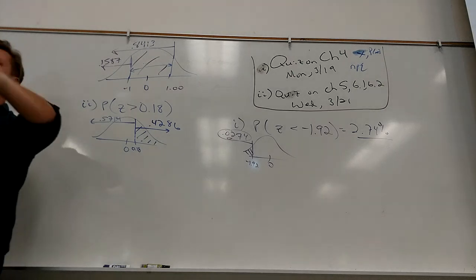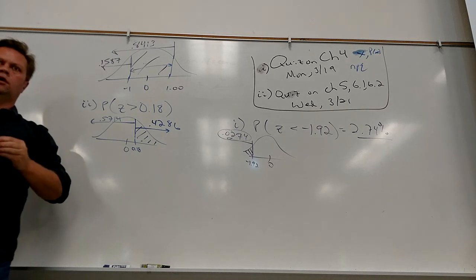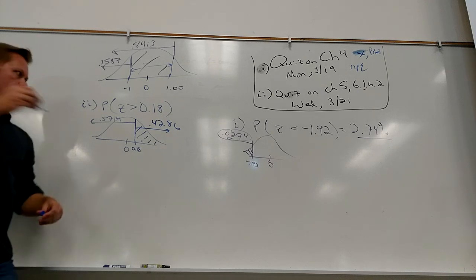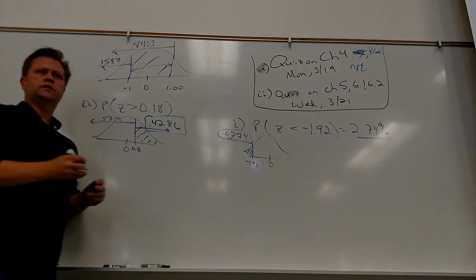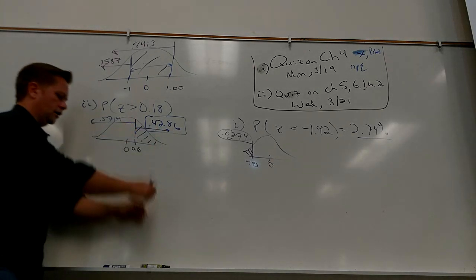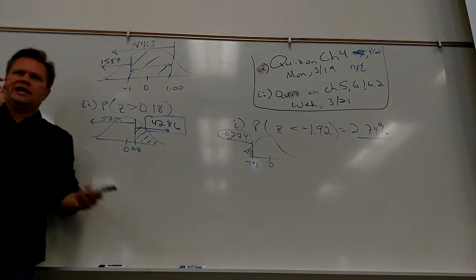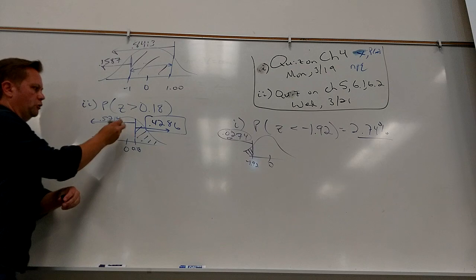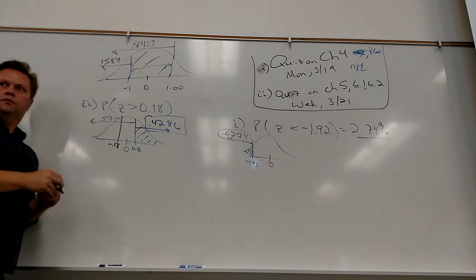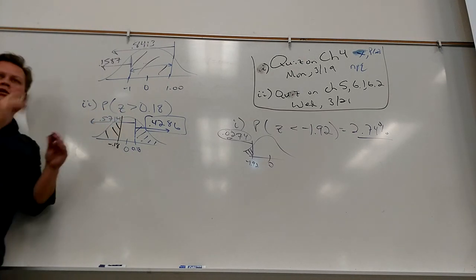Now do me a favor real quick. Can you look up negative 0.18? What area do you see? 0.4286, yeah, right? Because the area above 0.18 should be equal to the area below negative 0.18 because of symmetry. If you don't get this, I don't care, because it's a tiny little shortcut.